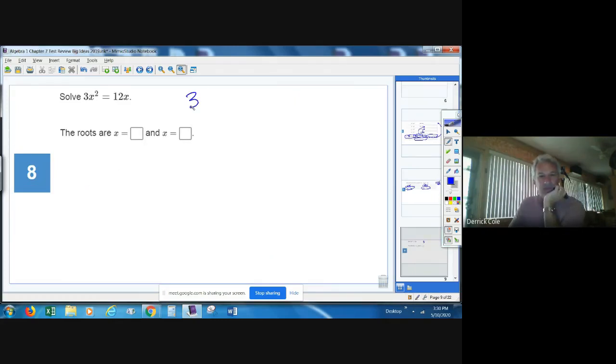Solve this. Solve this. You solve this. How about this? How did I do? I moved this 12x over by subtracting. But I don't get negative 9x or negative 9x squared because they don't combine.